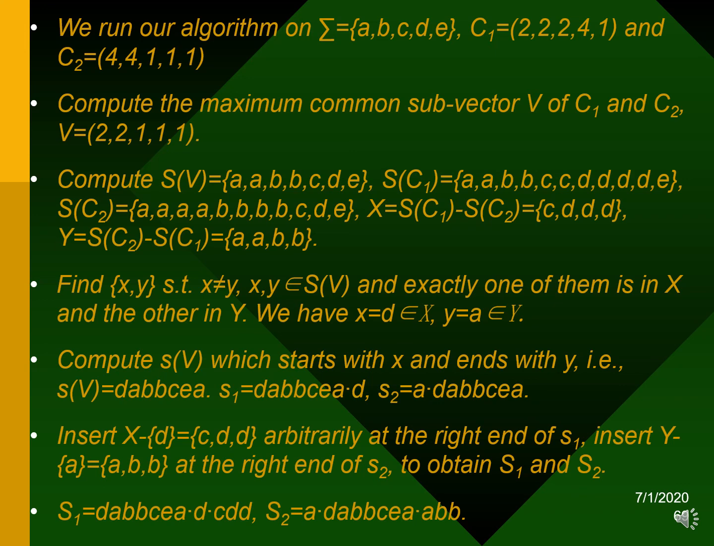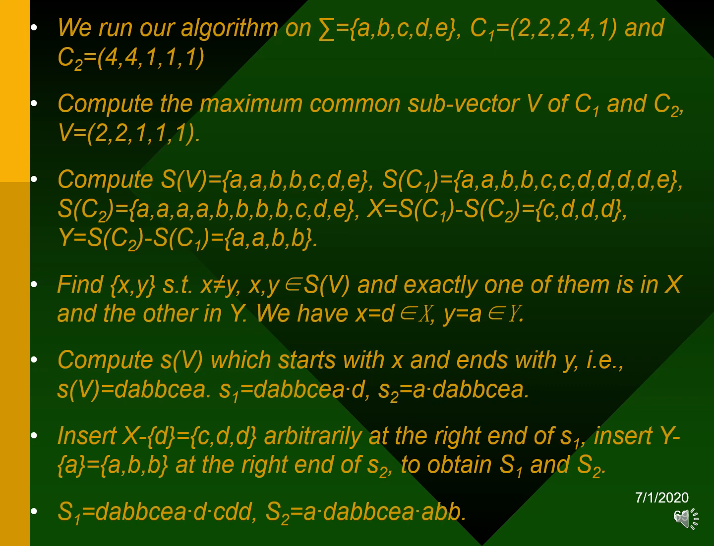So this set SV is simply 2 A's, 2 B's, C, D, E, right? So SC1 is A, A, B, B, C, C, D, D, D, D, E, and SC2 is 4 A's, 4 B's, and C, D, E.